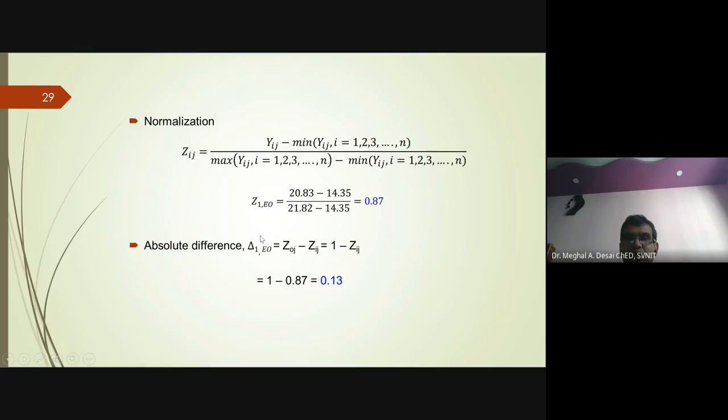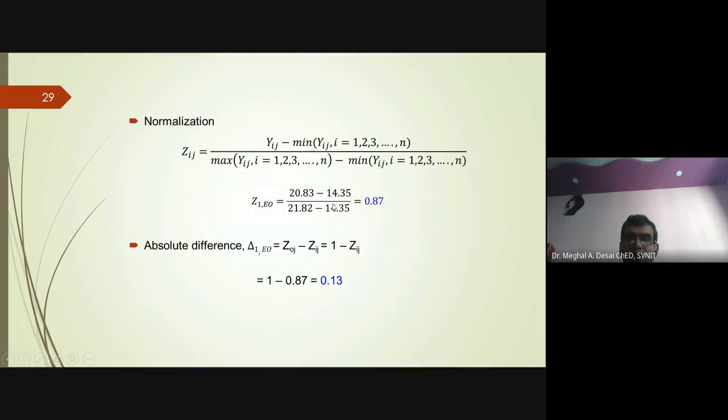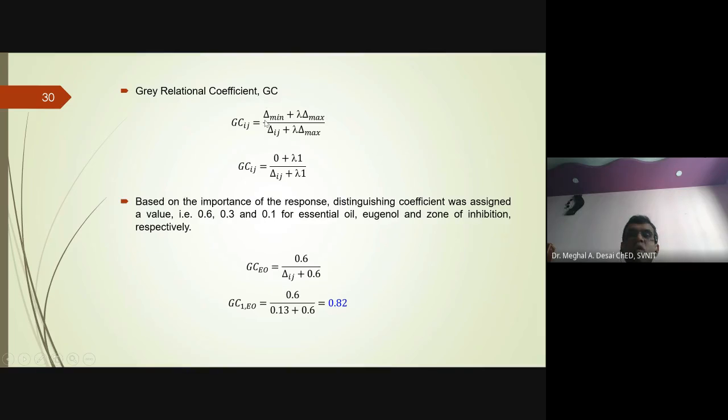Now, if I find delta, delta is required for computing GC, the gray relational coefficient. It is 1 minus 0.87, so 0.13. So it is found. Then comes GC. As I told you, if the normalized value is 0, then delta will become 1. Similarly, if Z is 1, delta will become 0. That means if you look at this equation, your delta minimum will always be 0 and delta maximum will be 1.